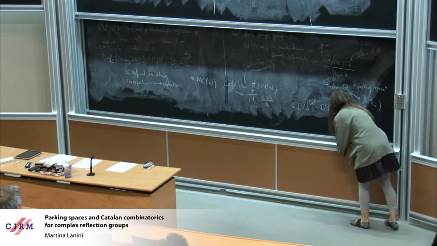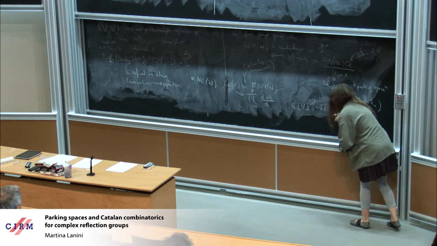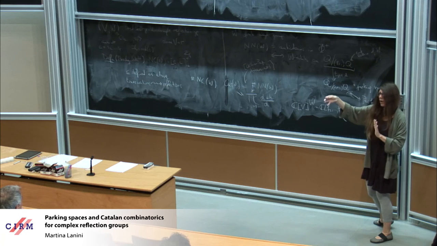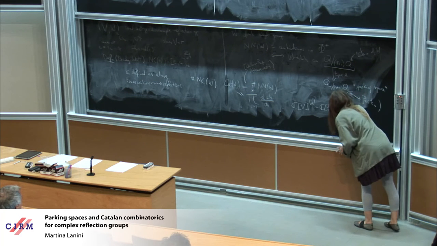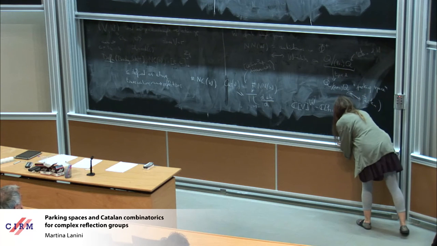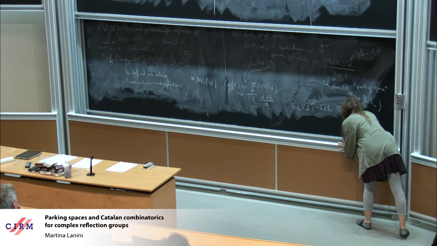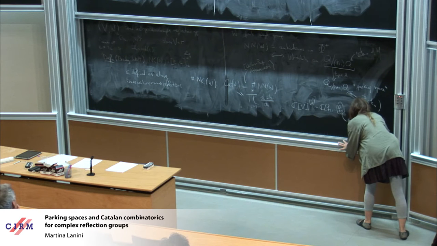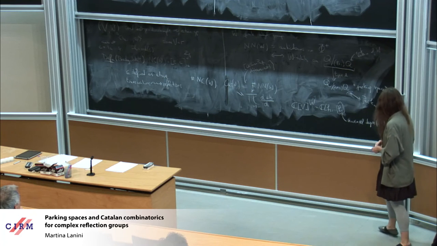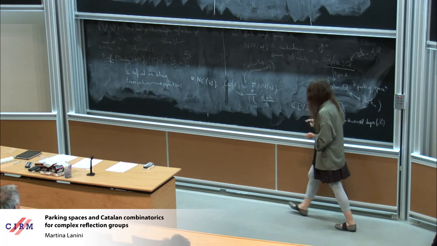And maybe let me mention now, because I'm going to use it later, that I'm numbering them in such a way that I'm putting the degrees in increasing order, but the very important thing is that the last one is the highest degree one. The other ones we are not really going to care about. So in particular, the degree of f_r, so that's the maximal degree, coincides with the Coxeter number.